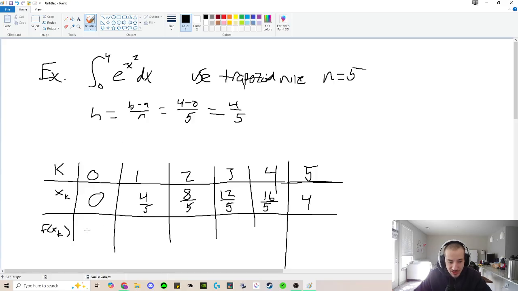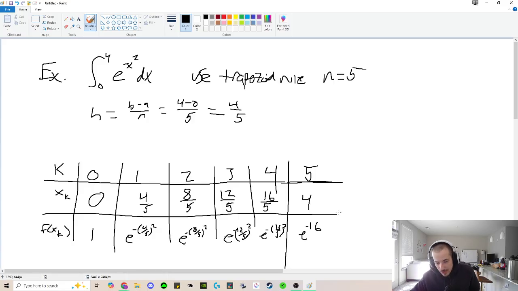So what is e to the negative 0 squared? What is e to the negative 4/5 squared? e to the negative 8/5 squared. e to the negative 12/5 squared. e to the negative 16/5 squared. e to the negative 4 squared, which is just 16, right? Cool.